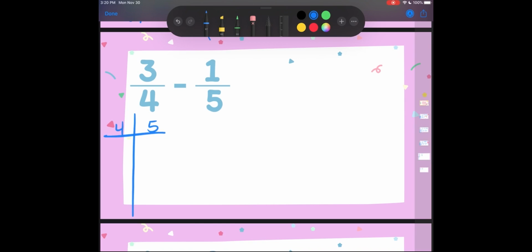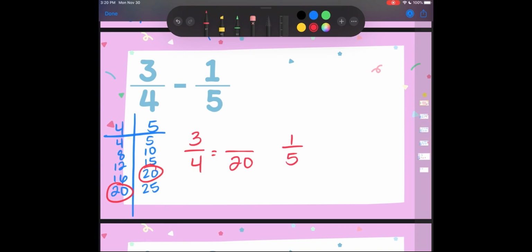Multiples. So we're going to skip count by 4 and skip count by 5 to find their least common denominator, the first multiple that they both share. 4 is going to be 4, 8, 12, 16, 20. 5 is 5, 10, 15, 20, 25. Well, I can see that they both share 20, right? So I need to turn both of these fractions into 20ths. So I'm going to turn 3/4 into 20ths, and I'm going to turn 1/5 into 20ths.